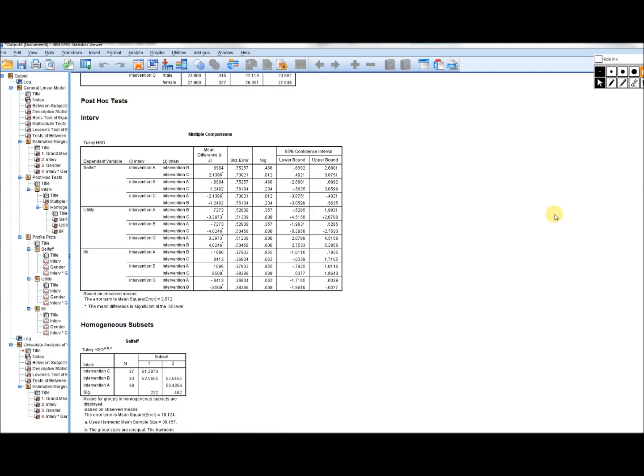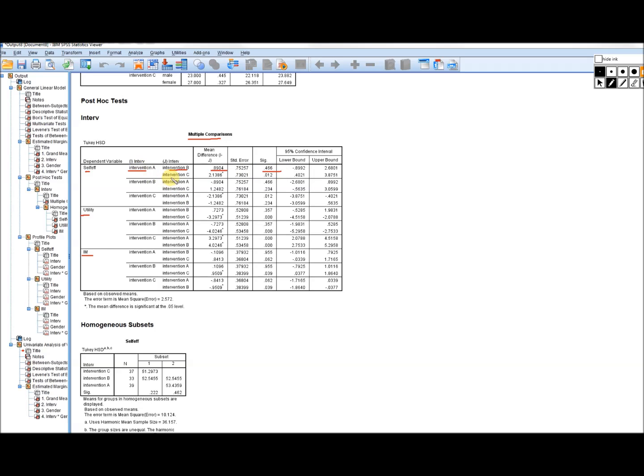So scrolling down, one of the things that I asked for was the Tukey's post hoc comparisons comparing group differences on self-efficacy, utility, and intrinsic motivation. And so you can see that when we compared intervention A and intervention B, the mean difference column right here is I minus J. So it would be intervention A mean minus intervention B mean. So that's the mean difference, and you can see that that was not statistically significant.